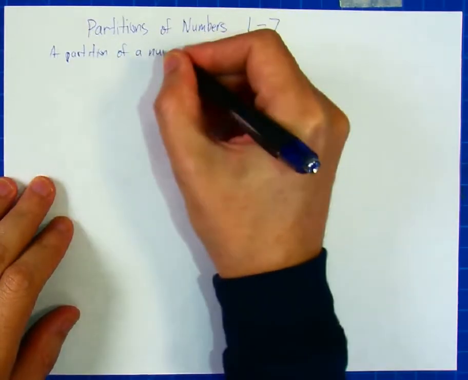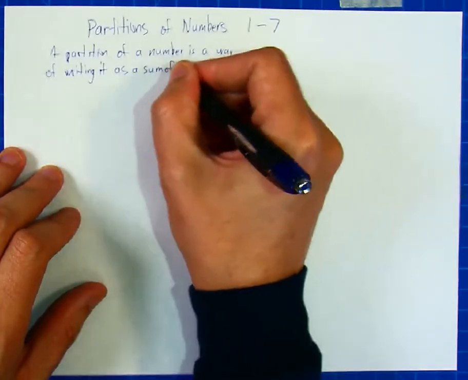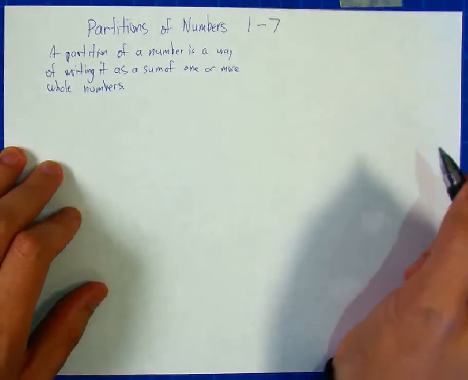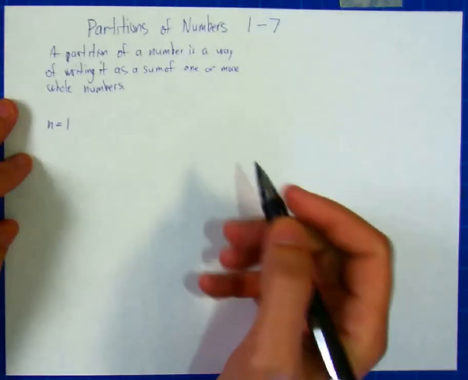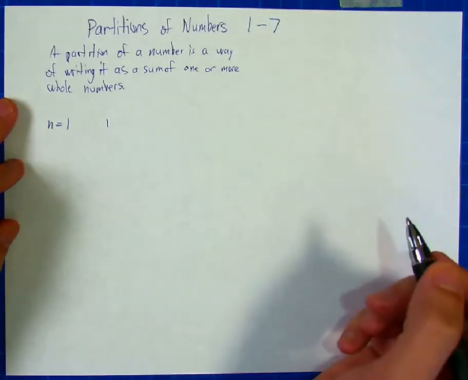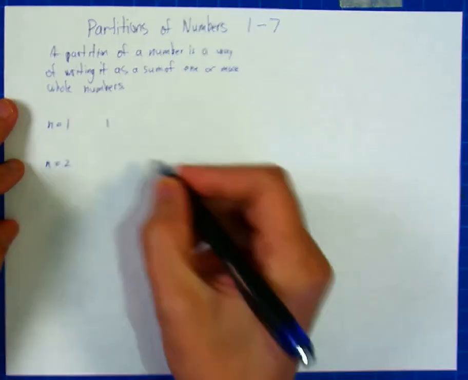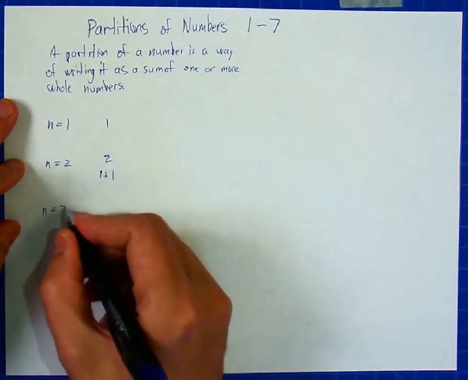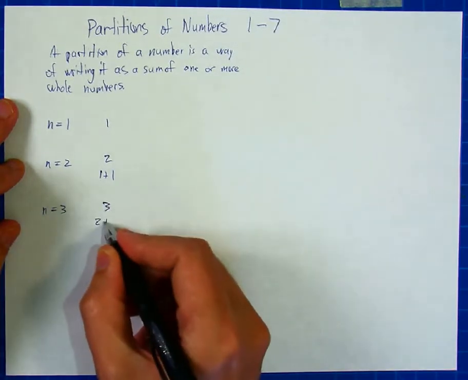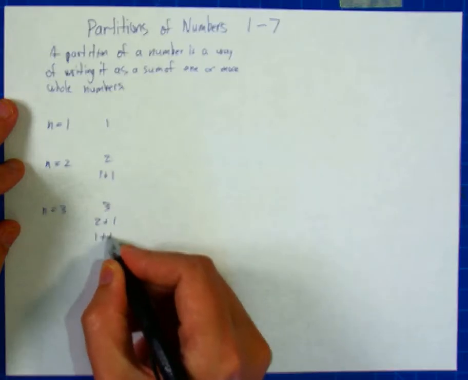A partition of a number is a way of writing it as a sum of one or more whole numbers. For example, if n equals 1, the number is 1, you can only write that as 1. But if n equals 2, you can write that as 2 or 1 plus 1. If n equals 3, you can write that as 3, 2 plus 1, or 1 plus 1 plus 1.